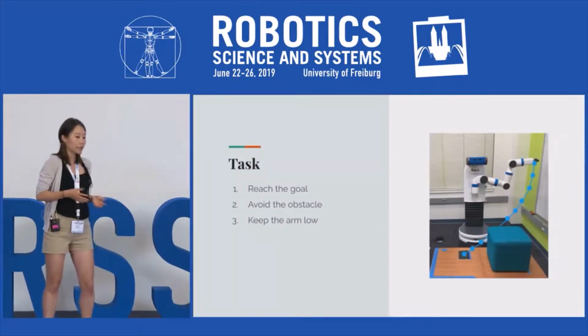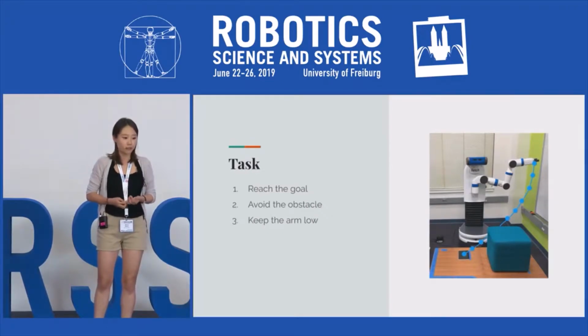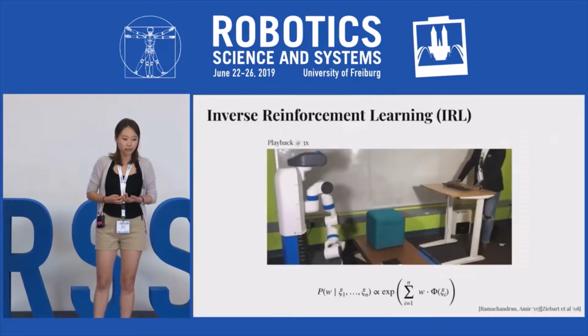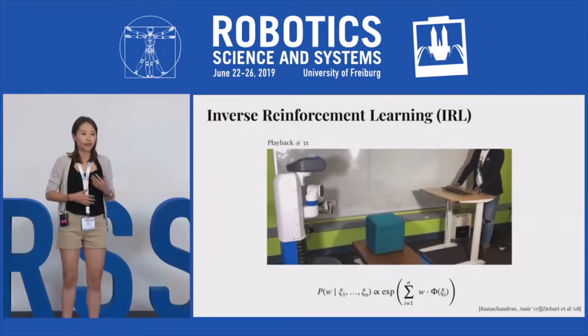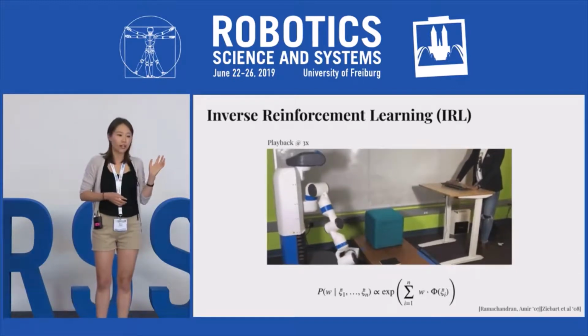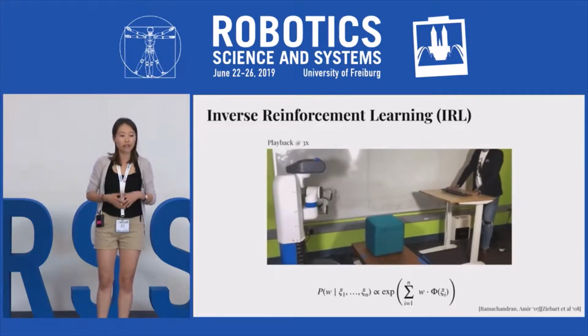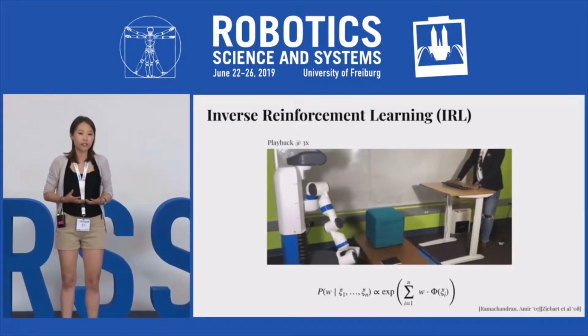Consider a task where the robot needs to move its arm toward a goal while avoiding the obstacle and keeping the arm low. One way we can learn reward functions is to use inverse reinforcement learning. In IRL, we collect demonstrations, and from those demonstrations, infer a reward function. So above, you see Andy giving a demonstration via teleoperation. However, even Andy, who has a lot of experience in this task, struggles to provide a good demonstration.